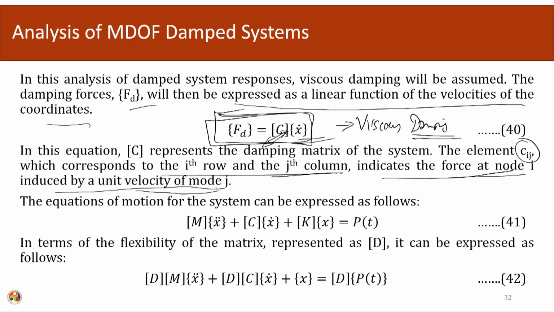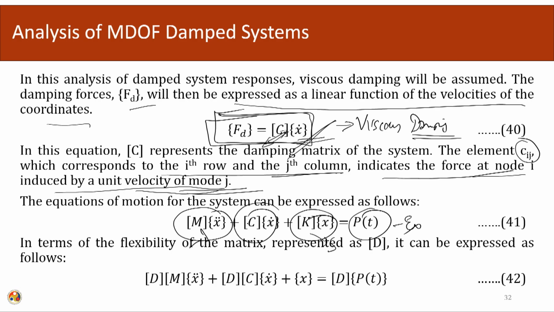Earlier, in the case of the mass matrix and stiffness matrix, we were expressing this as the force induced due to unit acceleration in the case of the mass matrix and unit displacement in the case of the stiffness matrix. Now we are expressing the same terms in terms of unit velocity, because damping is represented as a linear function of the velocity. So, if we introduce damping into our system, we earlier had the inertial term, the stiffness term, and the external forcing term.